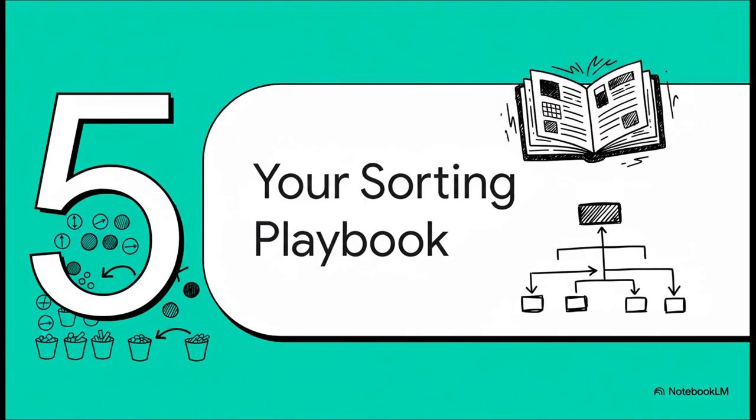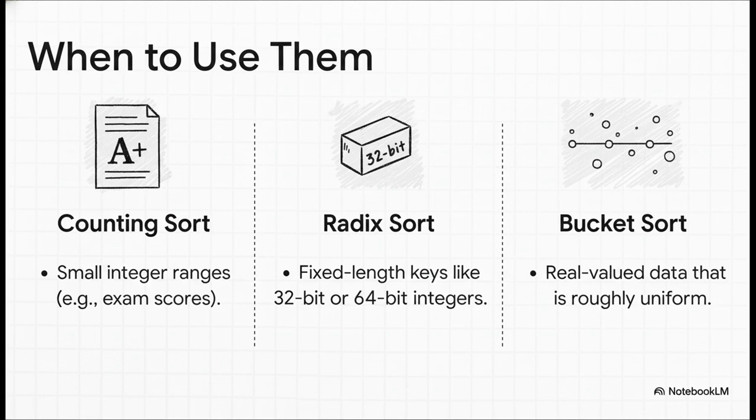Okay, so now that we know the cheats and we know the catches, let's get practical. When should you actually pull these tools out of your toolbox? Let's build a quick sorting playbook. Here's your go-to guide. Counting sort? Perfect for when you have small integer ranges. Think about sorting exam scores from 0 to 100, or tallying character frequencies. Radix sort is an absolute workhorse for fixed-length keys, like standard 32-bit or 64-bit integers.